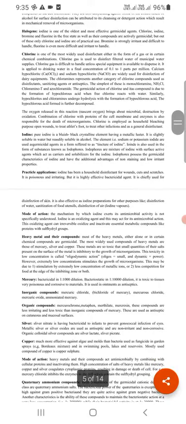Halogens, or iodine, is one of the oldest and most effective germicidal agents. Chlorine, iodine, bromine and fluorine, in the free state as well as in the compound state, are active in germicidal action, but only chlorine and iodine are of practical use.